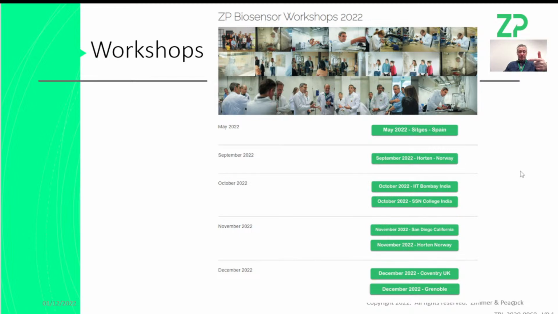The attendees do live demos. They make their own biosensors. They test their own biosensors, and we give them a really comprehensive introduction to the commercial and technical aspects of biosensor development. This week, we're doing the same in Norway. In a couple of weeks' time, I think it's actually next week, we'll be doing one in Coventry, and then we'll be doing one in France.